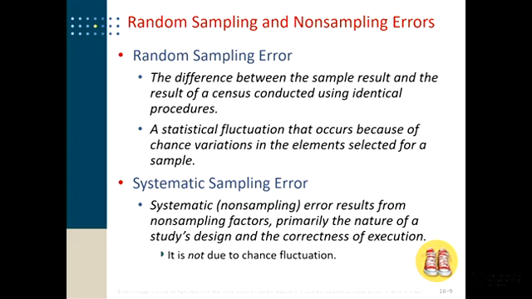Again, I say this is not related to sampling. This is related to the way of doing the research. That means it's related to the design of the research. How you collect data, how you tabulate your data, how you analyze your data. If any mistake or any error is there, that we call systematic sampling error.